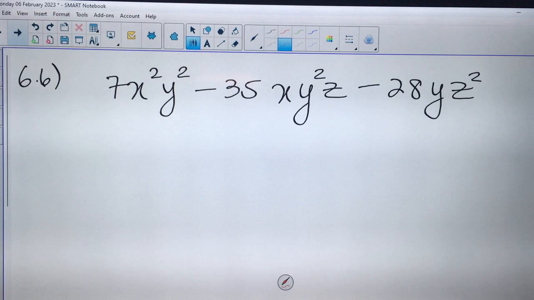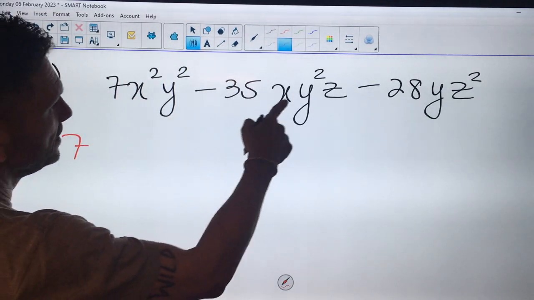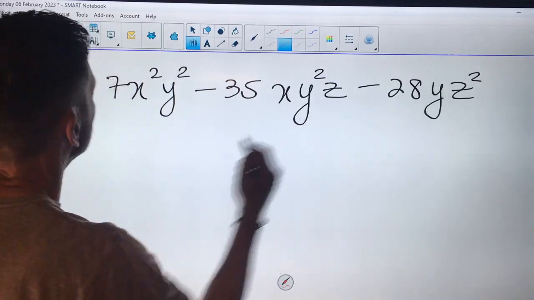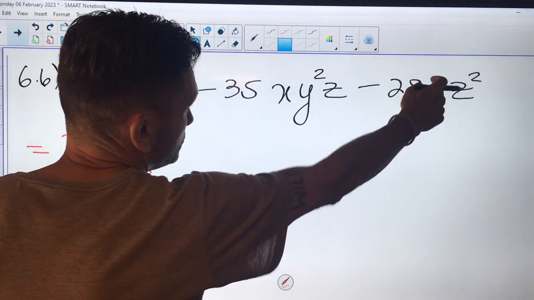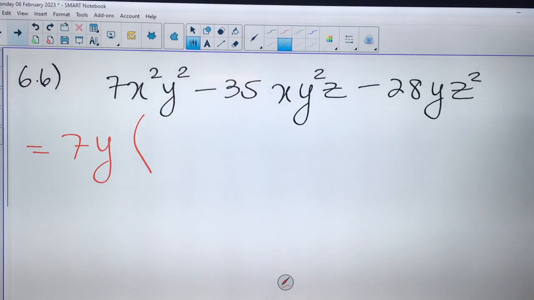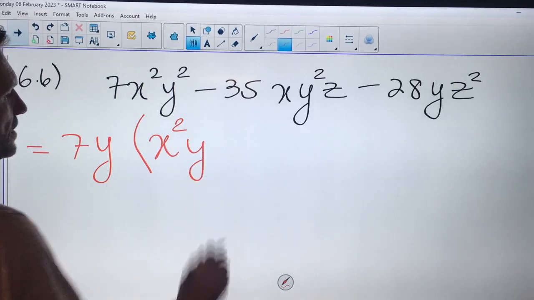Okay, 6.6, looking at the numbers, the biggest number is 7. There's not an x, there's a y in each of them. So which one do we remove? The lowest power. There's a y squared, there's a y, so I will remove 7y. Then what is left here is x squared and another y.